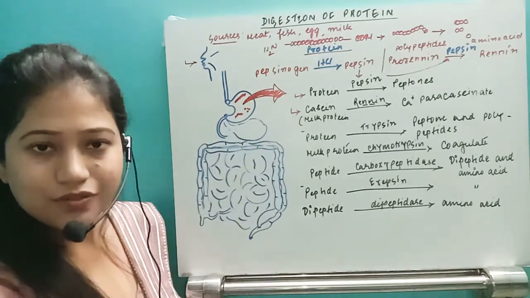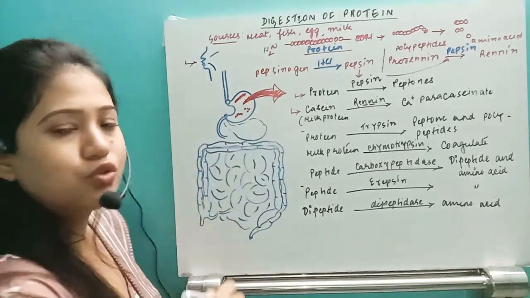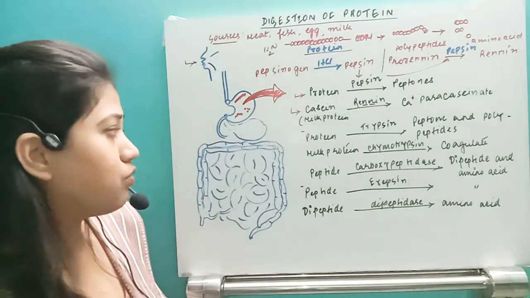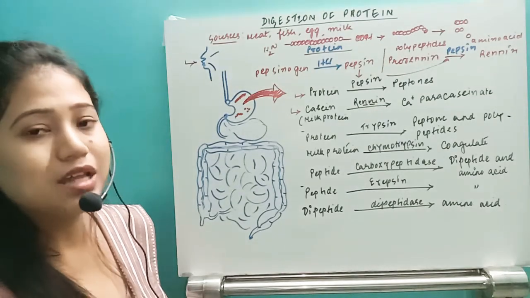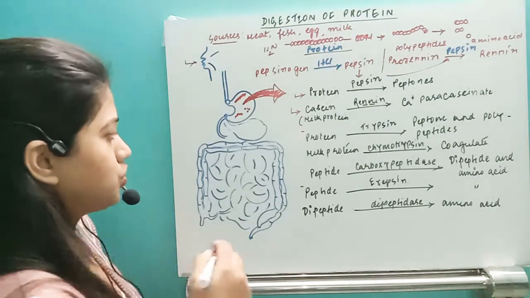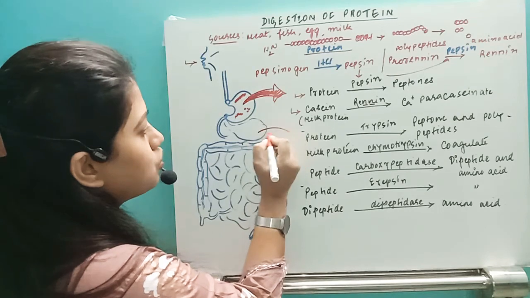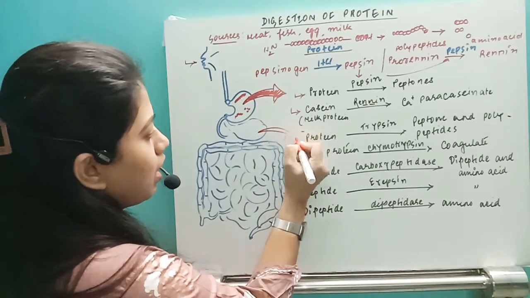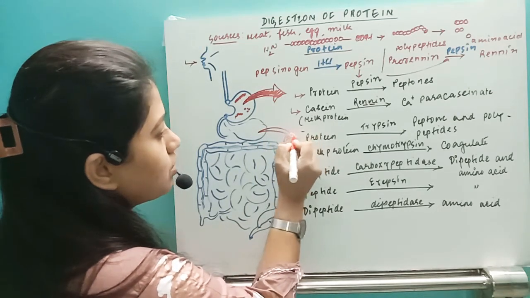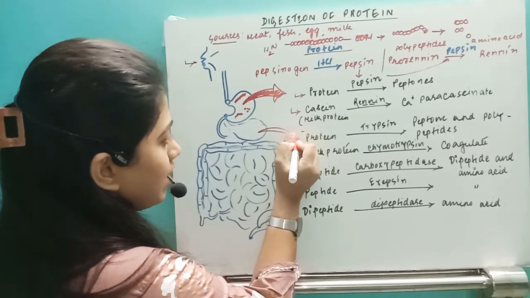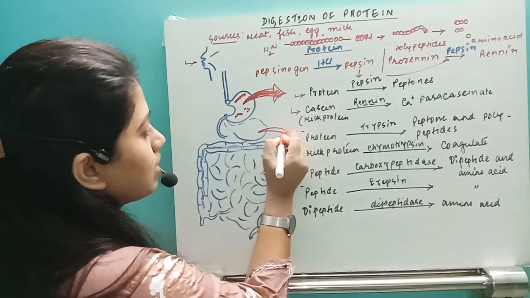Then after that, it will go to the region of the duodenum. In the region of the duodenum, what happened? It means the pancreatic juice. So here, this pancreatic juice will contain 3 different types of enzymes. So what are the 3 different types of enzymes?